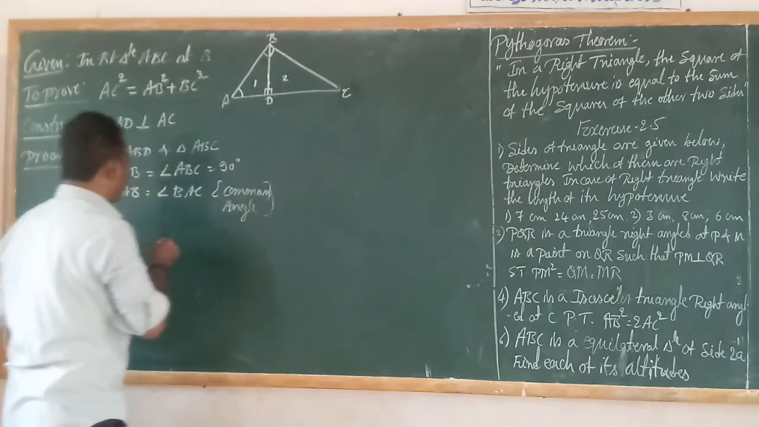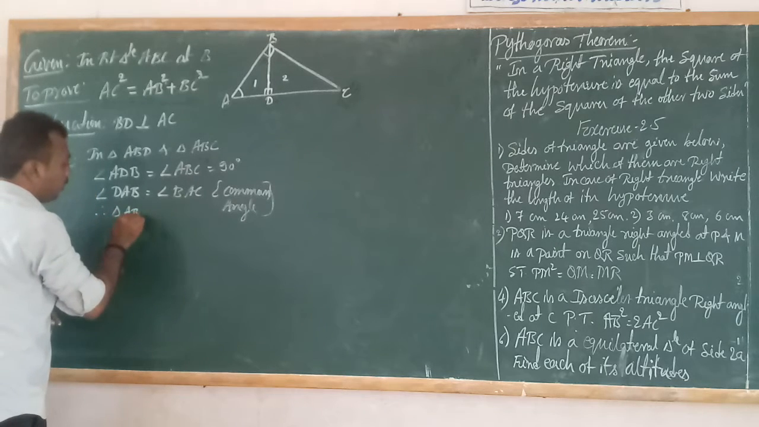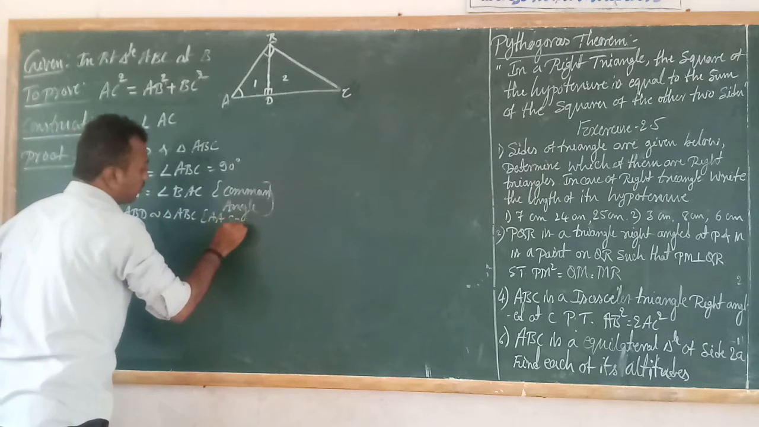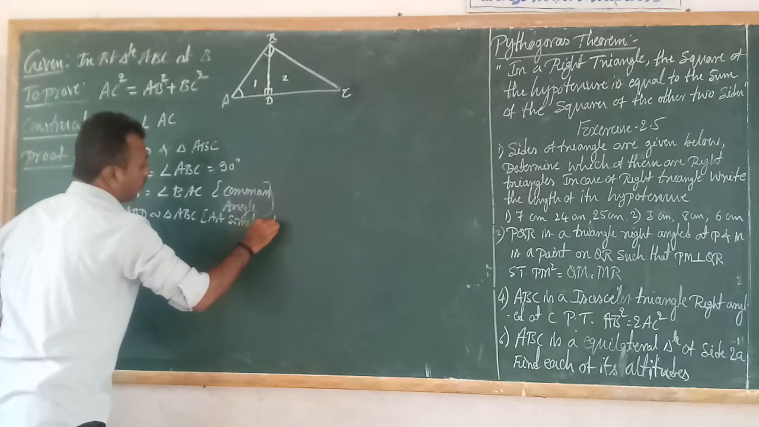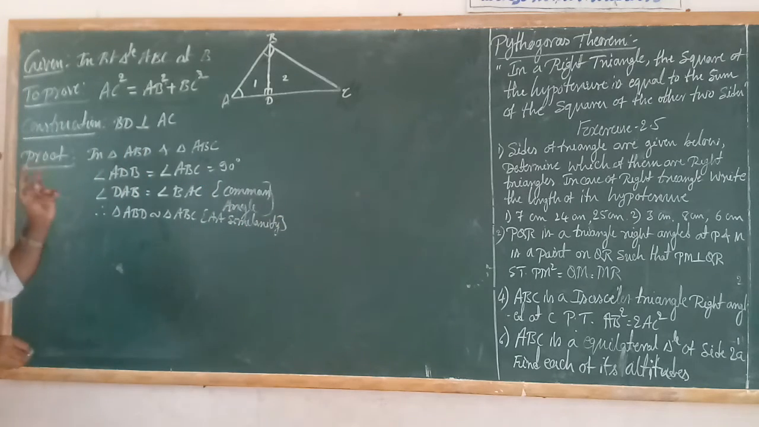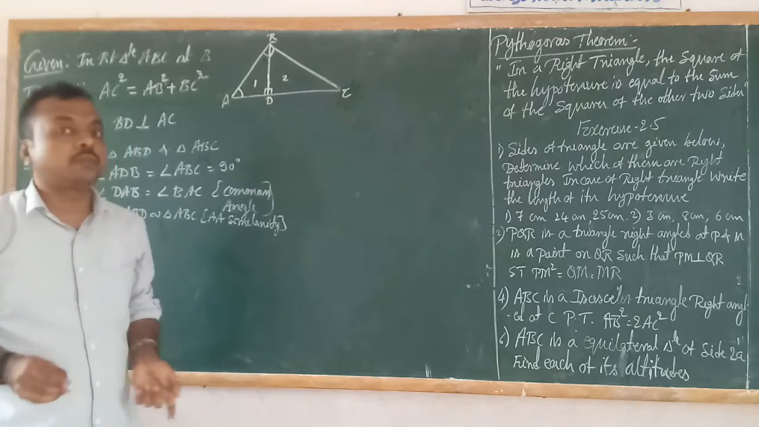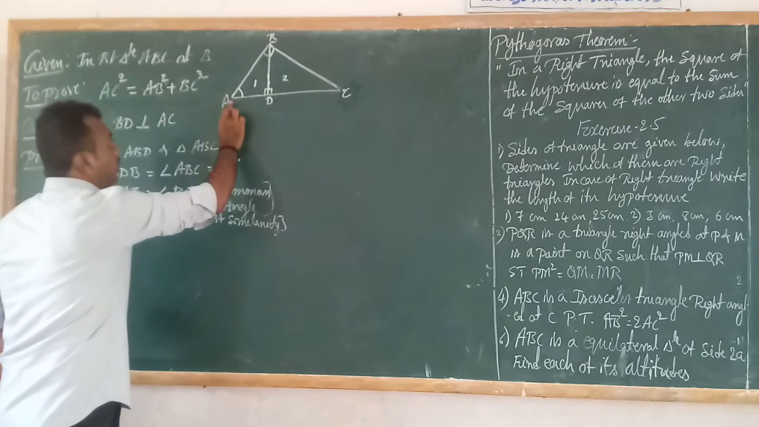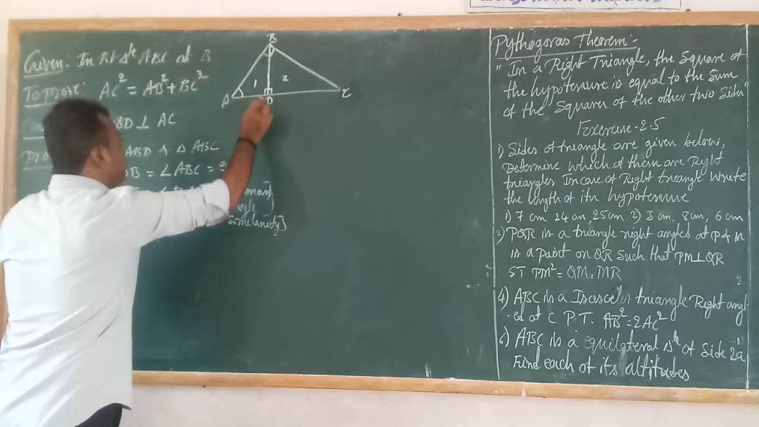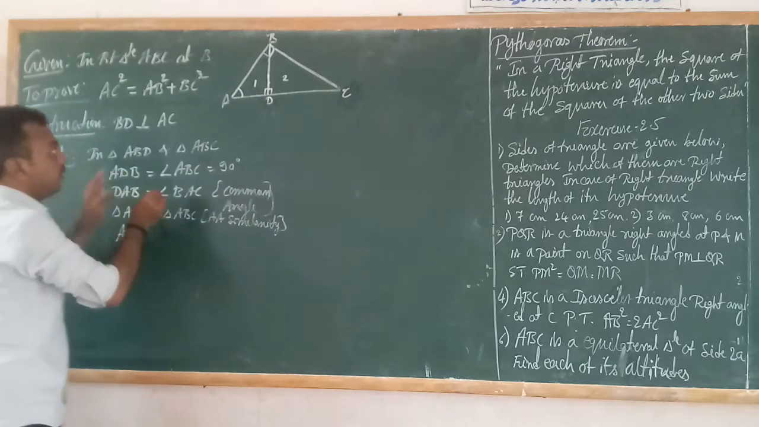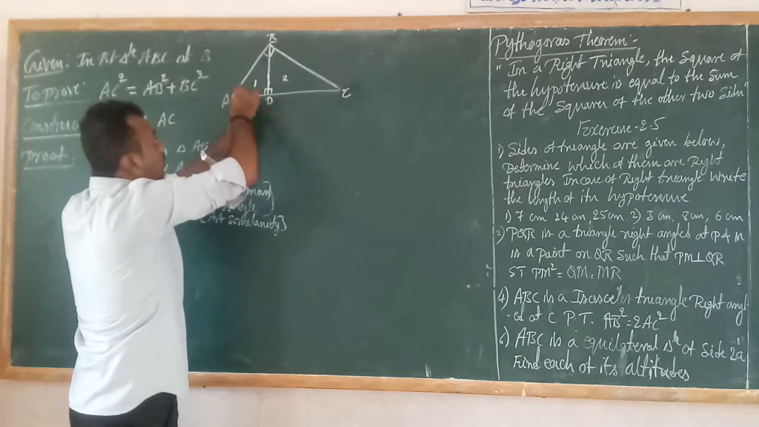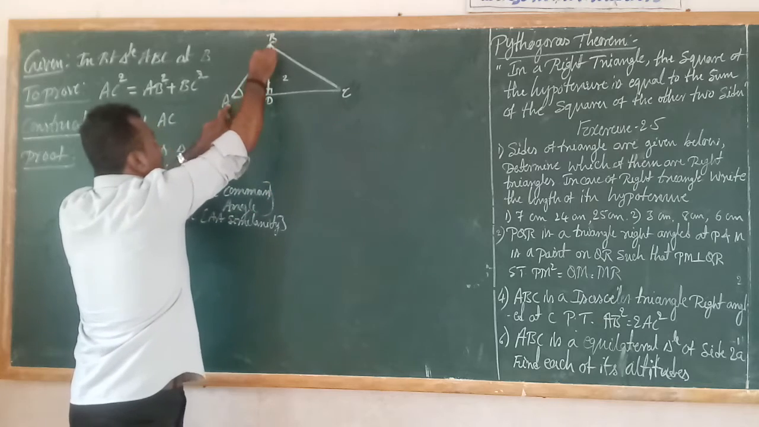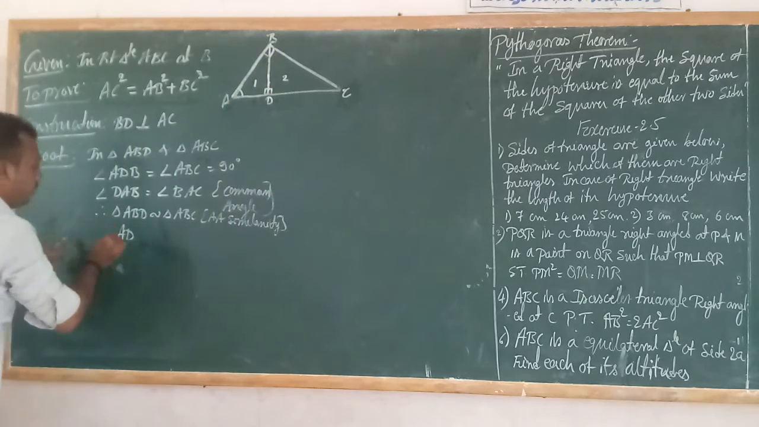Okay. Next, therefore, triangle ABD is similar to triangle ABC by AA similarity. Now, when two triangles are similar, the corresponding sides are in the same proportion or ratio. I will consider AD by, see here, AD is a side of ABD, correct? This is the base. In ABC, what is the base? Correct. AB is the base. Got it? So AD by AB.